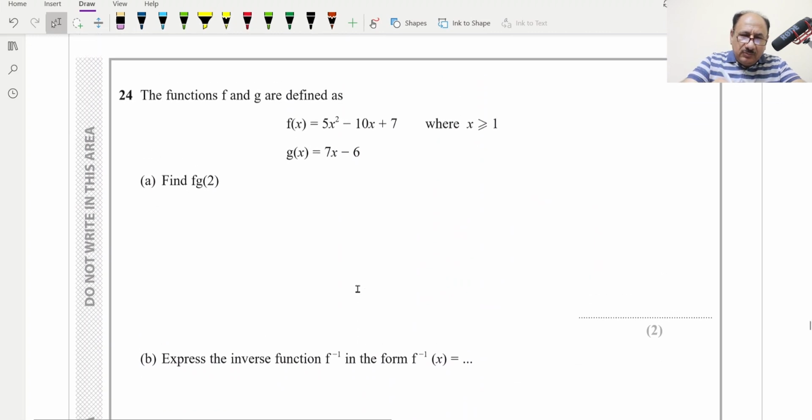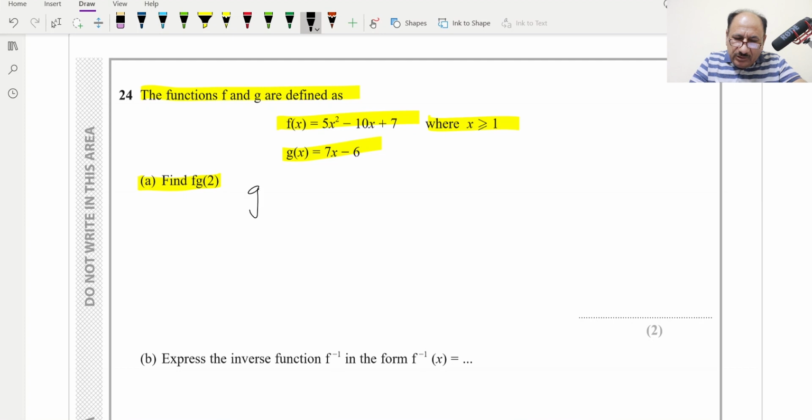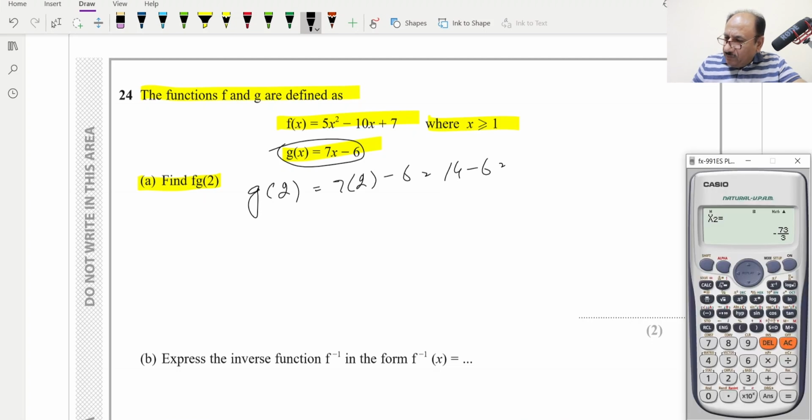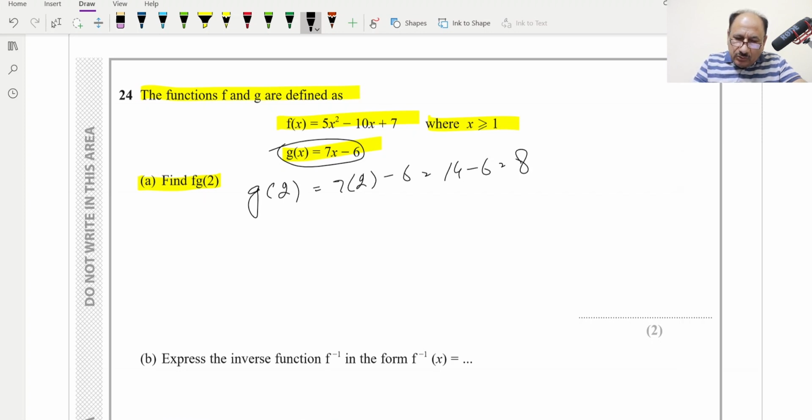Now question number 24, the functions f and g are defined. This is f, this is g, and x is greater than 1. Find f of g of 2. So what we will do, first of all, we will find g of 2. We will replace in this one. So this will be equal to 7 into 2 minus 6, which is 14 minus 6, which will be equal to 8. So g of 2 is 8.